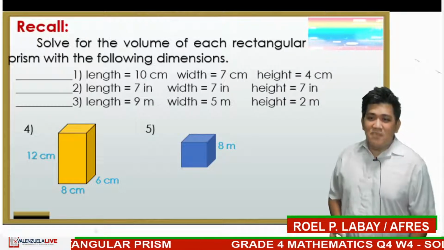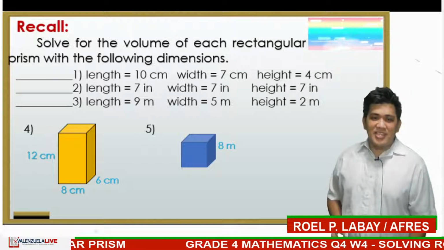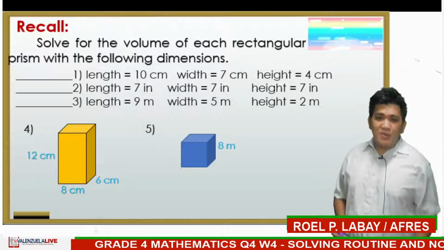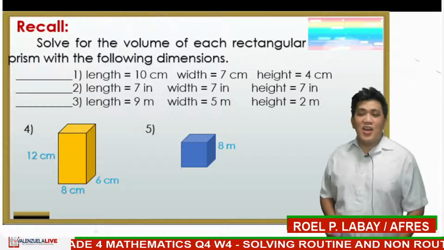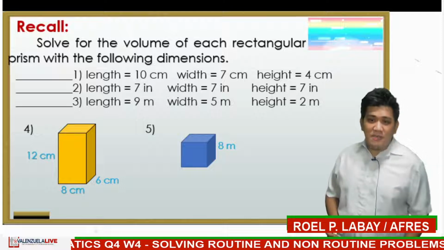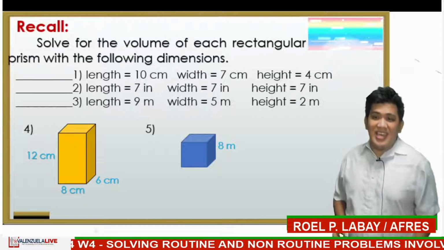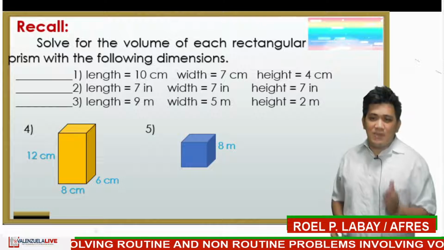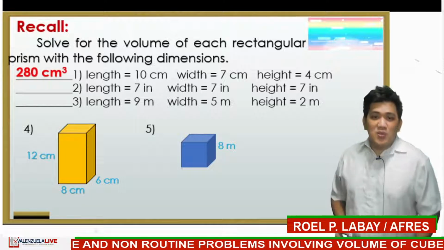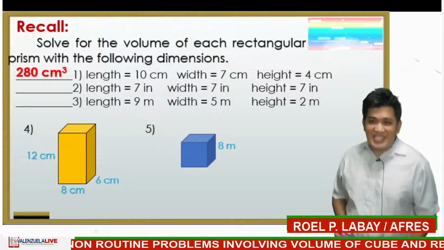Okay, time's up. Let's check your work. For number 1, we have a length of 10 cm, width of 7 cm, and a height of 4 cm. So to get the volume, we will just multiply the length, width, and height. So 10 times 7 times 4, the answer is, very good, 280 cubic centimeters.